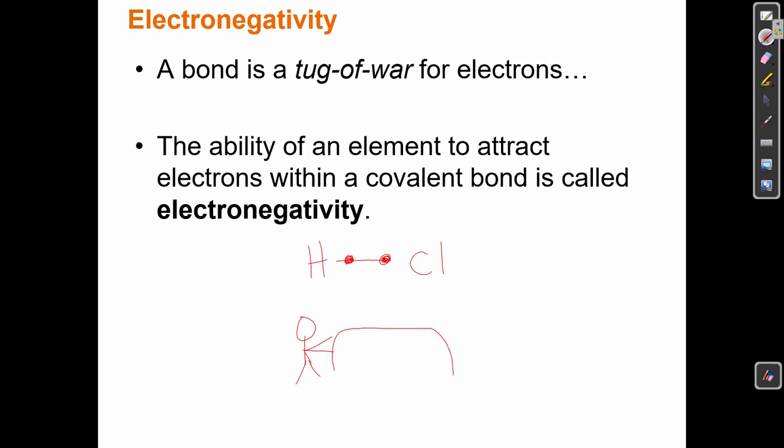is pulling on the rope for the tug of war, and the Cl is pulling on the rope for the tug of war, and they're both trying to pull the electrons toward themselves, right? Pulling this way, pulling this way.